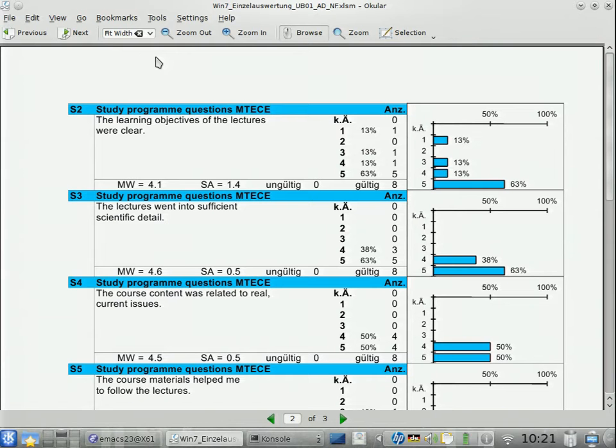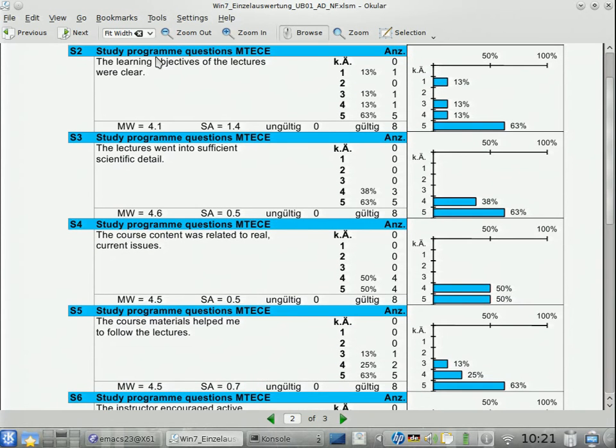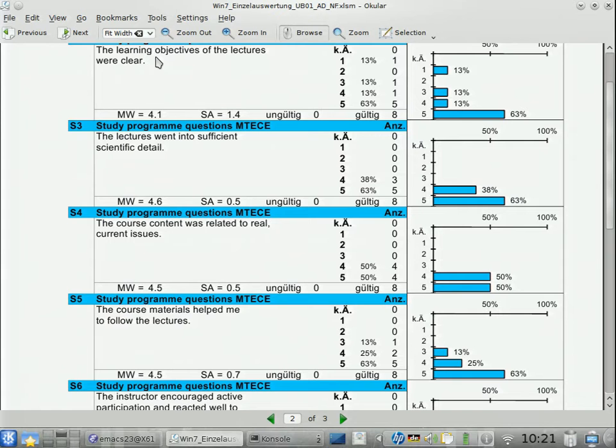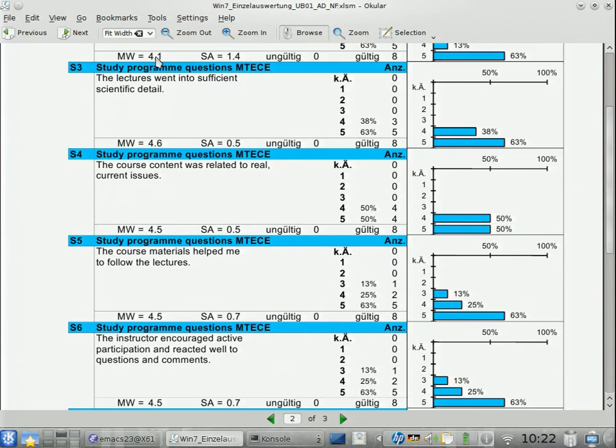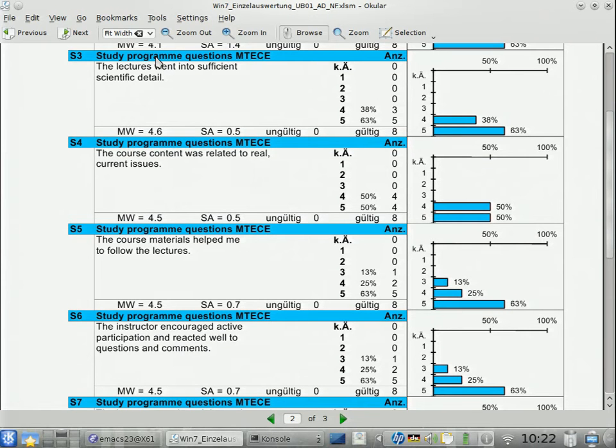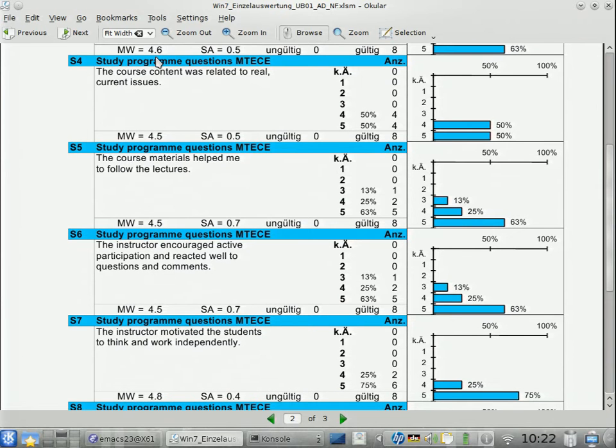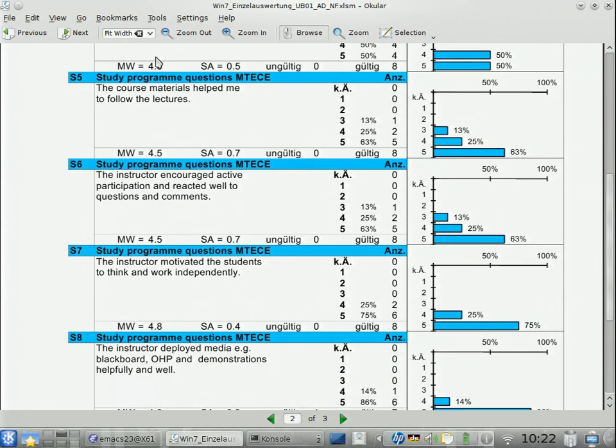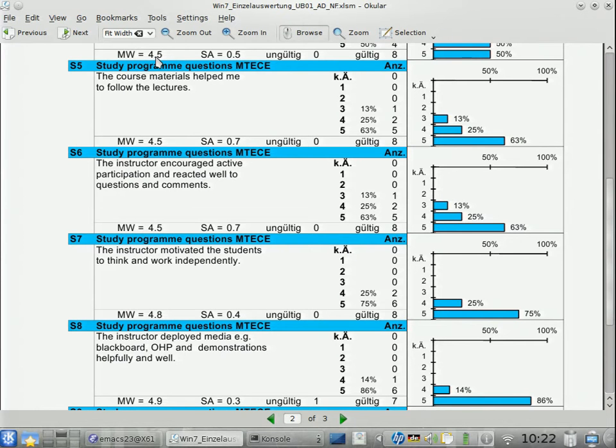Sufficient scientific details, also positive. Real current issues, that's positive. Course material helped me to follow the lectures. There, of course, this means one person, right? But here I would certainly like to know what this person may expect. Maybe a script or something like this? I don't know exactly, but that would be of interest to us. Encourage active participation, that's also in the normal range. Motivated, think independently, instructor deployed media, fine.